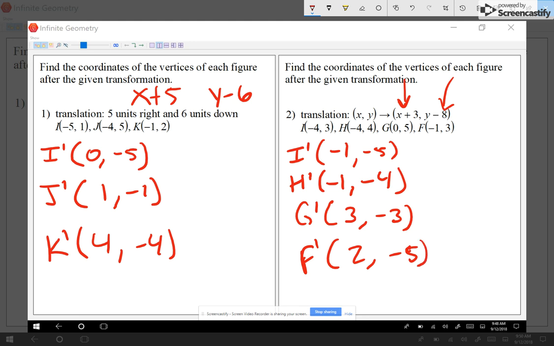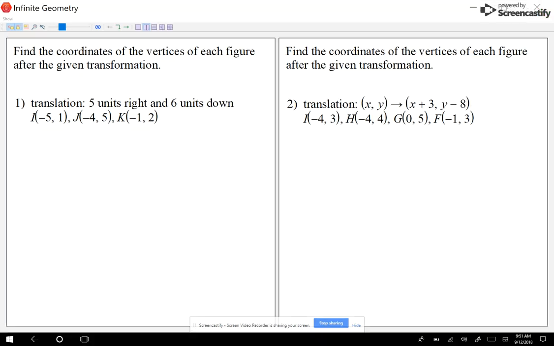Right? On the little recap on F prime, I just went -1 plus 3. That's how I got the 2. 3 minus 8. That's how I got the -5. On the homework, I will ask you guys for one specifically. Like in question number 2, I'll ask you guys for H prime. That's all I'm expecting, right? I asked for H prime. Now for the quiz or test, I will say find the coordinates of the vertices, which means find them all. Any questions on these two? And that's going to be our homework. Yeah, part of your homework would be like these.